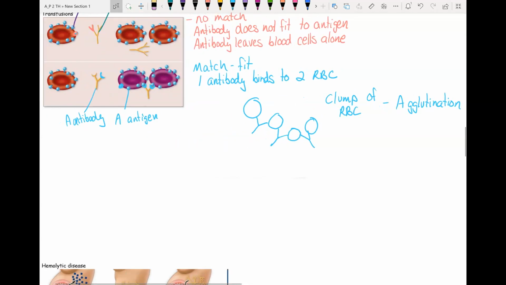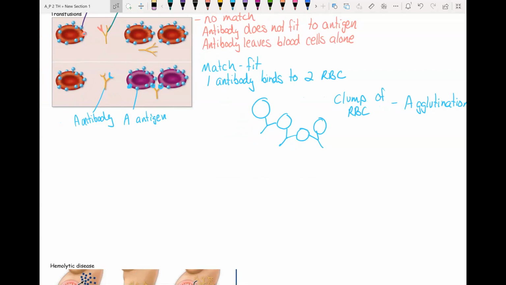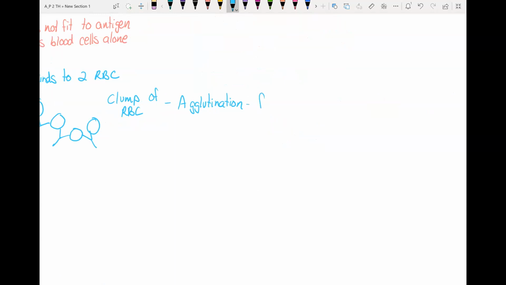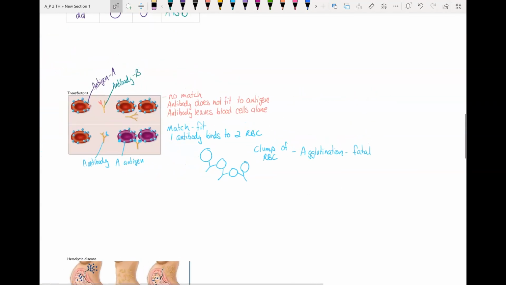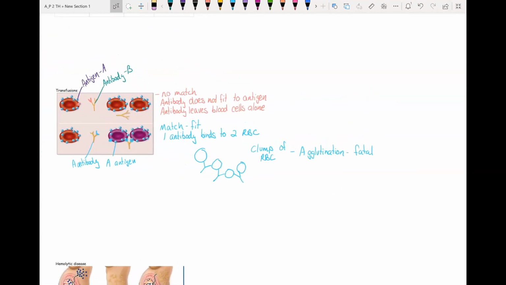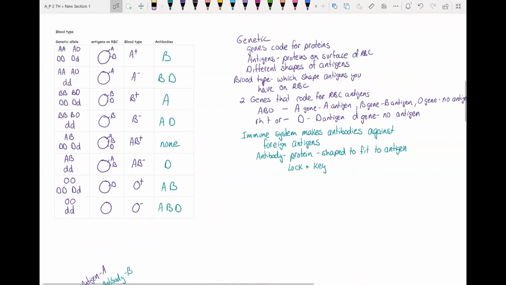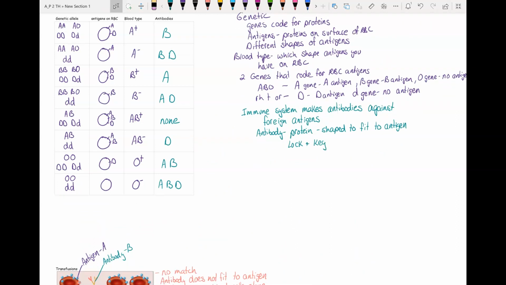So when you're doing blood transfusions, you want to avoid agglutination. Agglutination is deadly. If those blood cells are all clumped up, they're going to clog your blood vessels, the blood's going to stop flowing, and you will die. So you don't want this. So when it comes to doing blood transfusions, you have to avoid agglutination. So let's look at which things can be transfused. Let's say you have type A positive blood.